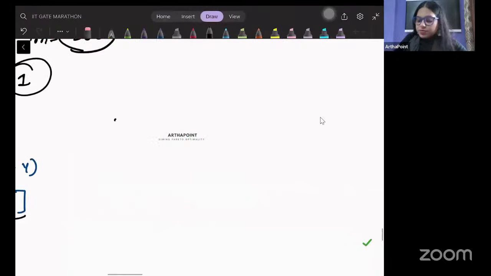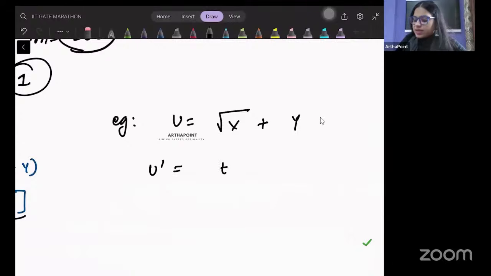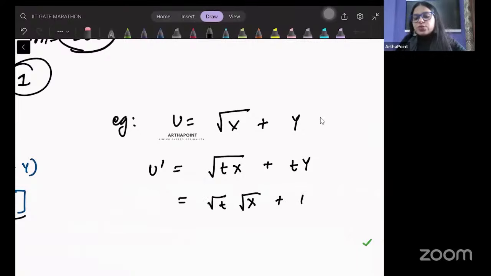Take another example. Suppose u is equal to root x plus y. Now I am scaling x and y. I replaced x with tx and y with ty. Can I take this t completely out of my utility function? No, there is no way. No matter what you do, you won't be able to take t out and get back your original utility function. Therefore we can say that this is a non-homogeneous utility function.